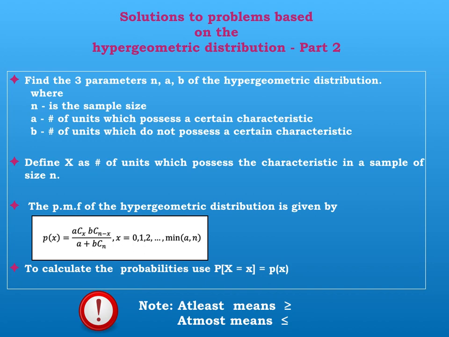And what is the formula? The formula is P of x equal to ACx BCn minus x divided by A plus B Cn, and the range is x equal to 0, 1, 2, and so on, up to the minimum of A comma n. Then, depending on what probability is asked, to calculate the probabilities, we make use of the formula P of capital X equal to small x is equal to small p of x.